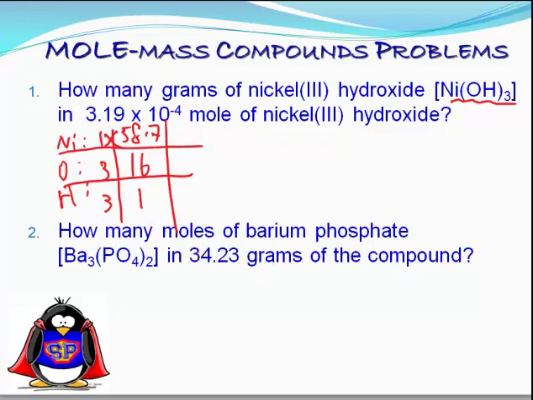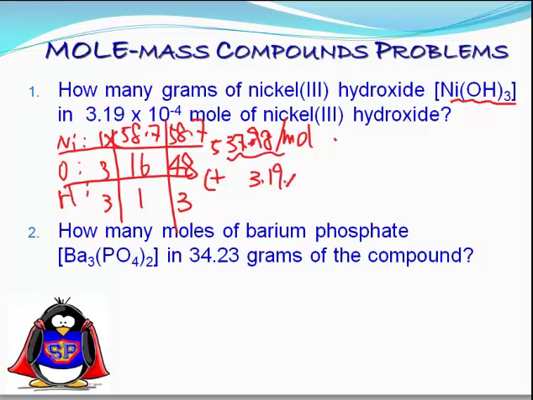So this one will stay 58.7, and this one is going to have 3 times 16, so 48, then plus 3 for the hydrogen. Add all of them together, and you'll have 537.9 grams per mole. But that's just covering the molar mass. The real problem is 3.19 times 10 to the negative 4 moles of nickel 3 hydroxide.